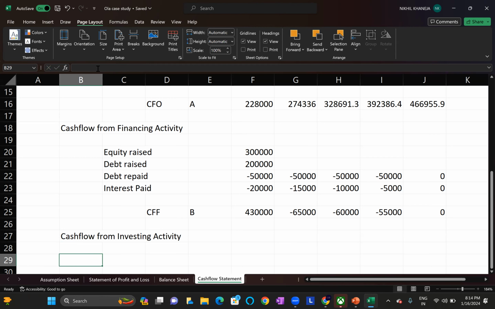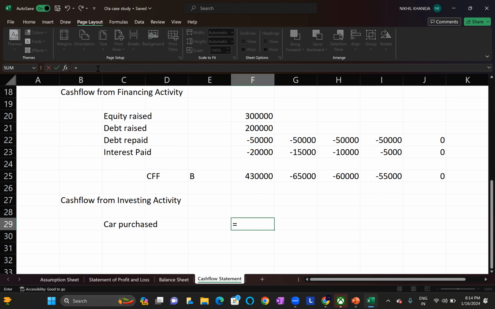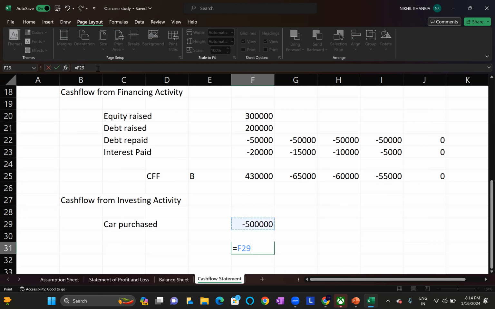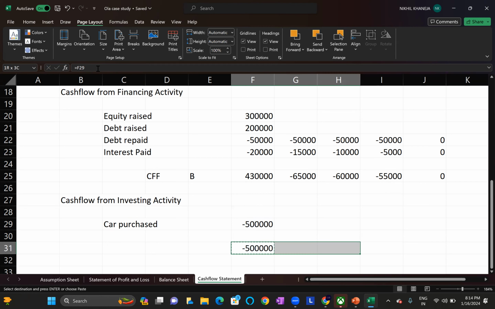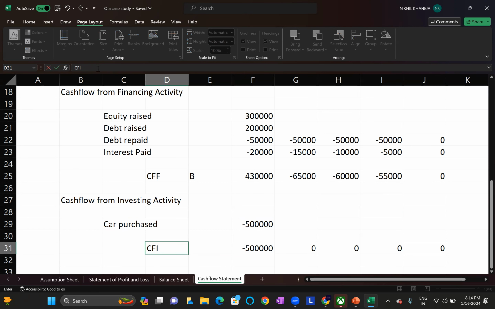Under investment, there is only one thing, that car purchased. It is an outflow of cash, so I will keep it under minus sign. So this is the only investment we did. Now I'll be closing my investing activity also. This is my CFI and I will call it C.